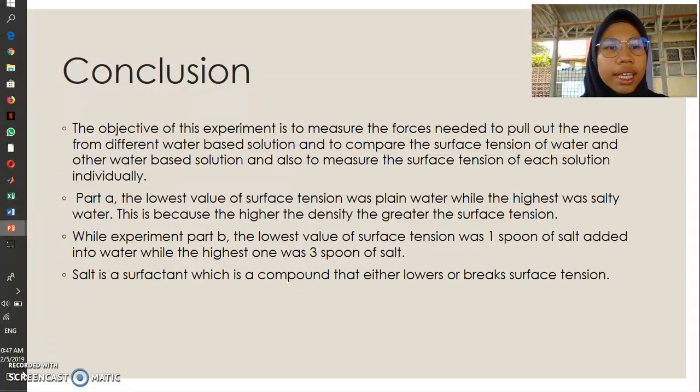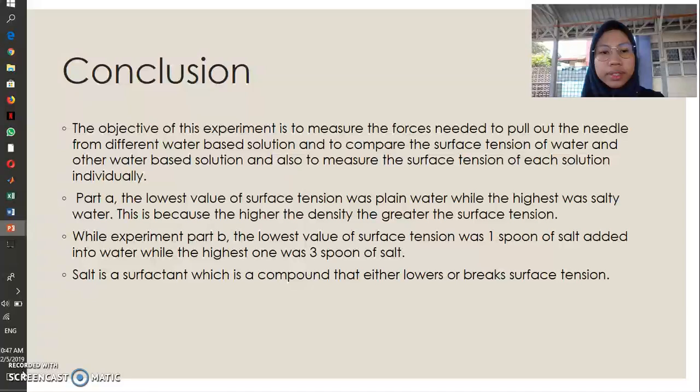Okay, for the conclusion, the objective of this experiment is to measure the forces needed to pull out the needle from the different water-based solutions, to compare the surface tension of water and other water-based solutions, and also to measure the surface tension of each solution individually. For part A, the lowest value of surface tension was plain water, while the highest is salty water. This is because the higher the density, the greater the surface tension. For part B, the lowest value of surface tension was 1 spoon of salt added into water, while the highest is 3 spoons of salt.